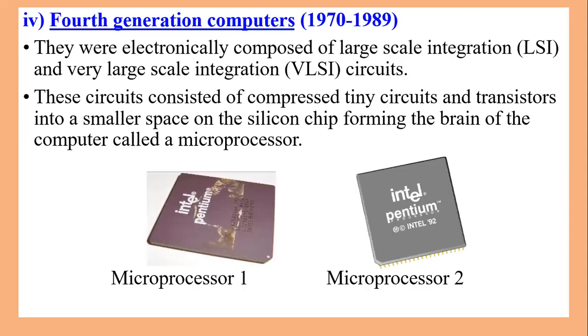The fourth generation of computers was between 1970 to 1989. They were electronically composed of large-scale integrated circuits, or LSI, and very large-scale integrated circuits, VLSI. These circuits consisted of compressed tiny circuits and transistors into a smaller space on the silicon chip, forming what we call the brain of the computer, which is also called a microprocessor. That is a processor for personal computers. And an example is Intel Pentium, as you can see.